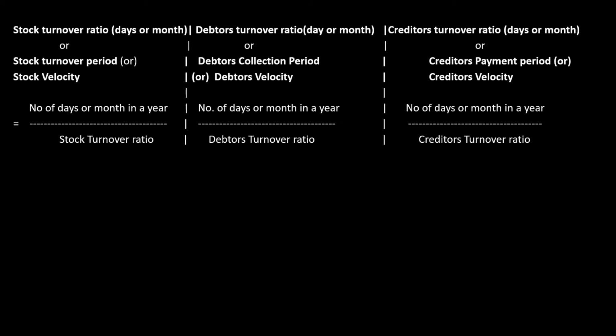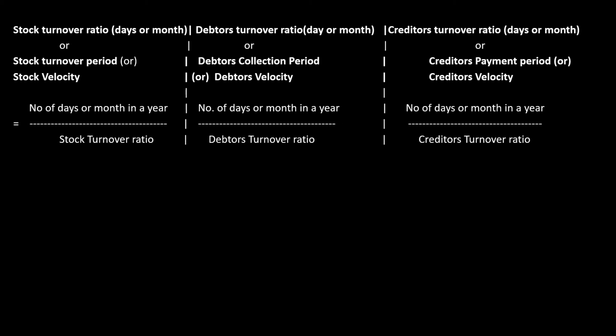What is another name for stock turnover ratio in days or months? It's called stock turnover period or stock velocity. The same way, for debtors turnover ratio, another name is debtors collection period or debtors velocity. Then for creditors turnover ratio in days or months, it is creditors payment period, or creditors velocity. Is it clear? There are three names for each.